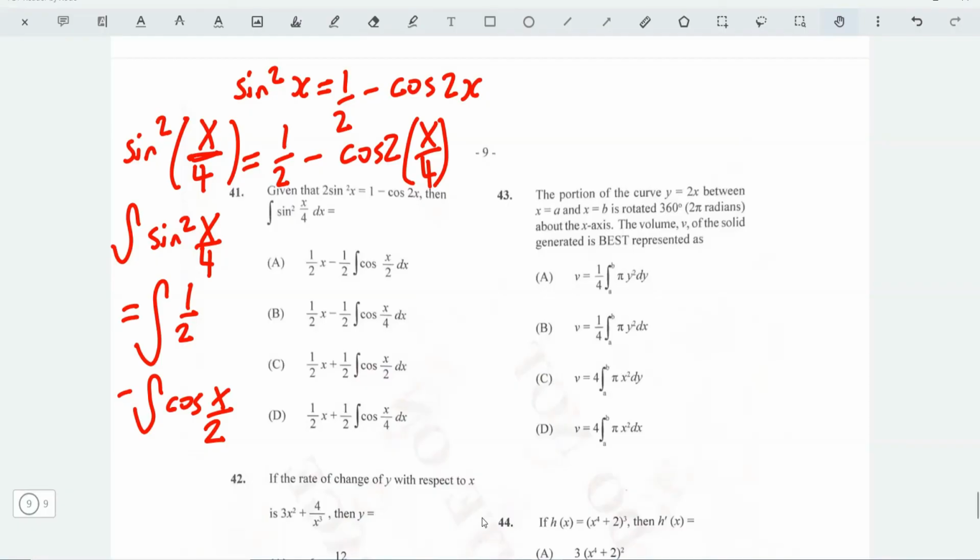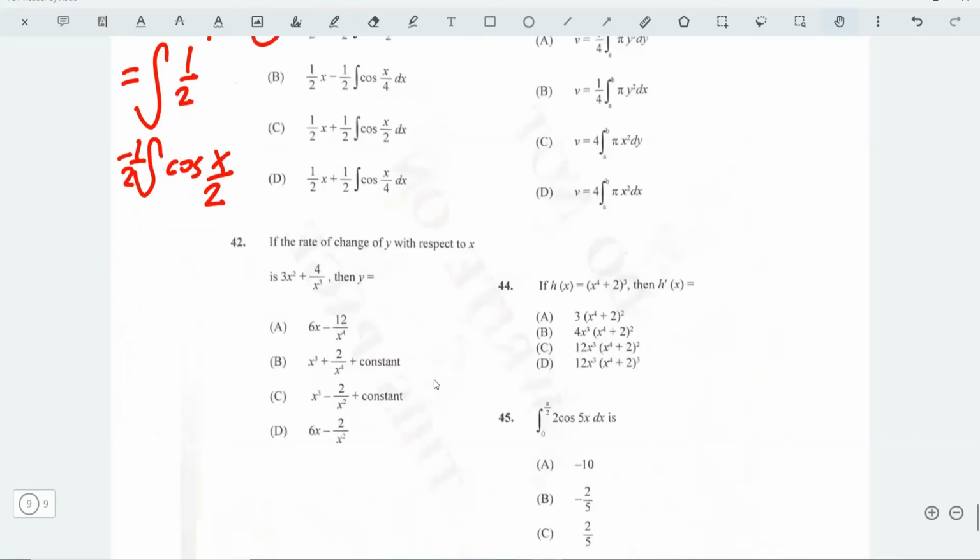Oh, I did divide this by 2, so I'm going to put back the half here. So this is a half the integral of cos x over 2. So which one is it? Option A. That's it. Nice.